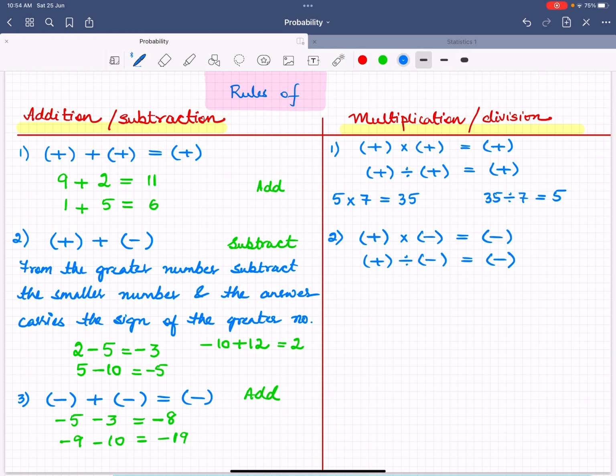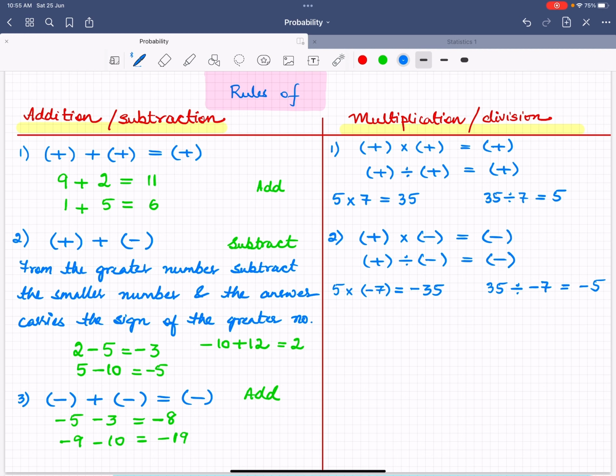So let's check an example. If I have a positive number 5 and if I multiply it with a negative 7, my answer is going to be negative 35. So 5 into 7 gives me 35. All I need to do is to add the minus sign. Let's check out another example. If I have a positive number 35 and if I have to divide it by a negative number 7, then the answer is going to be negative 5. So a positive number divided by a negative number, the answer will be negative.